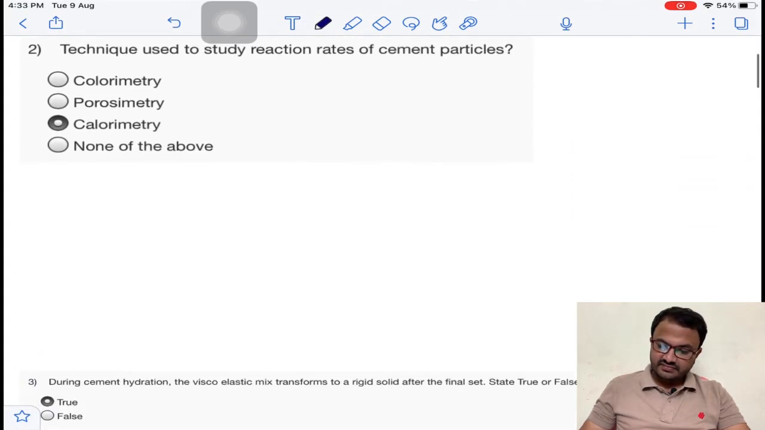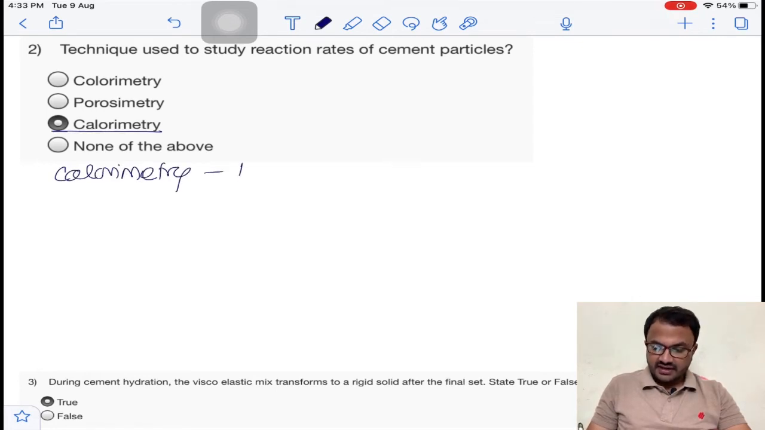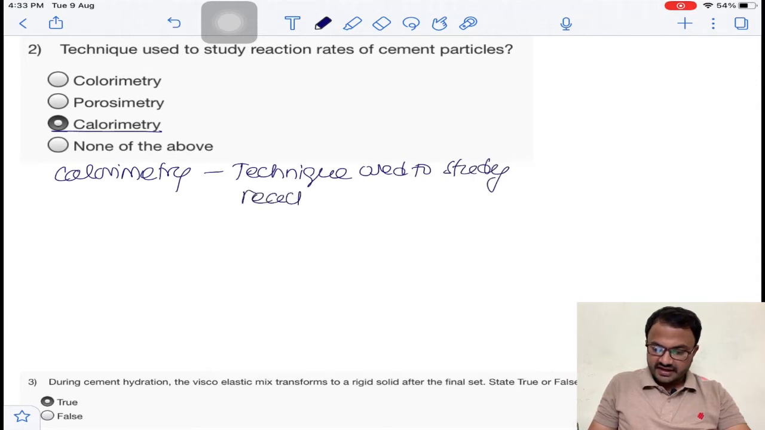Next question. Which technique is used to study reaction rates of cement particles? Obviously, calorimetry. Calorimetry is a very important technique used to study the reaction rate, that is, the rate of reaction of cement particles. Okay, so the answer is C for question number 2.